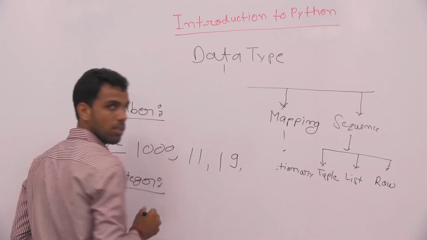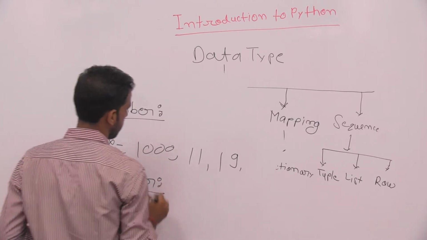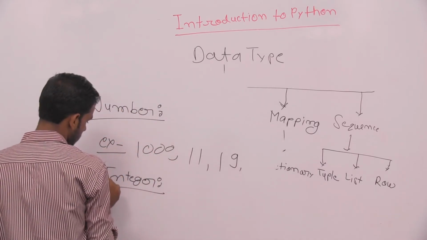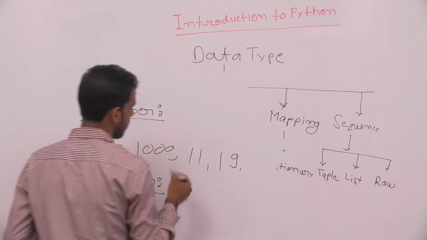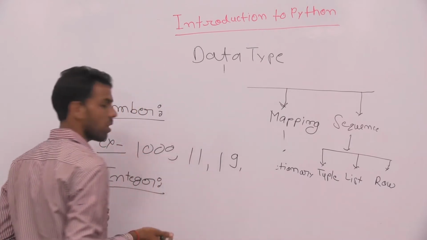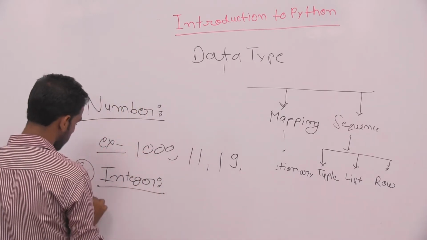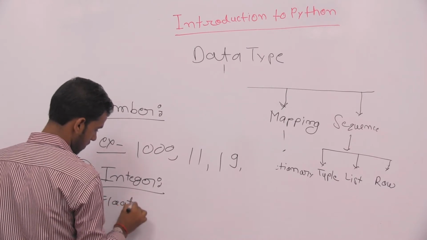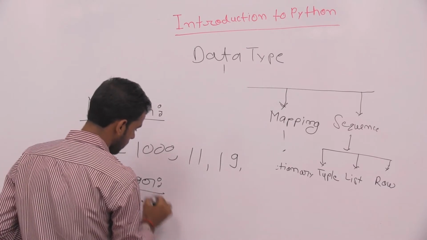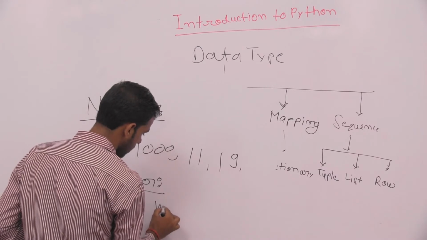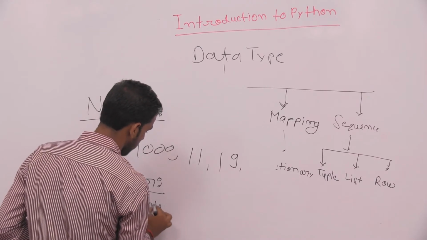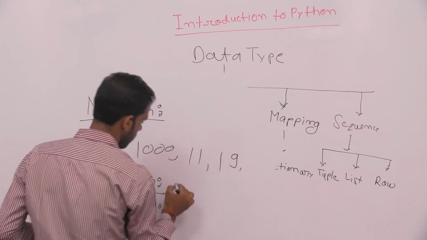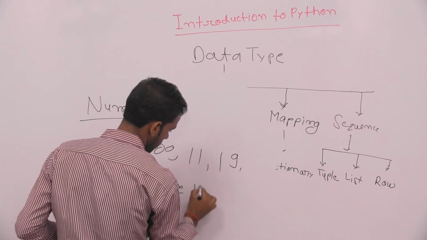Integer is used for storing integer values, and there is no limit on the size of an integer, so we can use integers to store long values. The second one is the float data type. Float means a number which consists of a decimal or floating point, for example 10.27. This is a float, and this is an example of an integer.